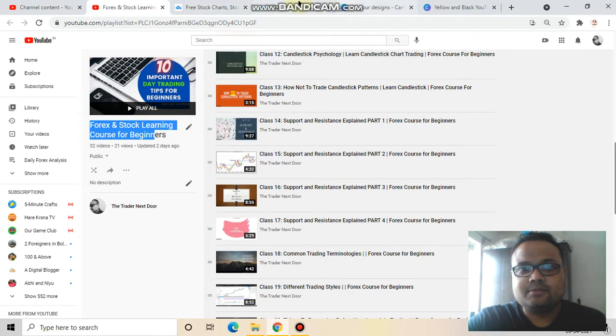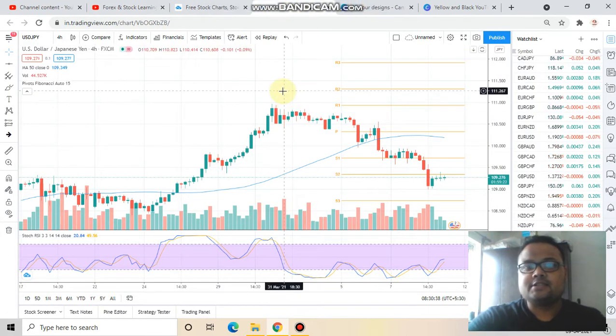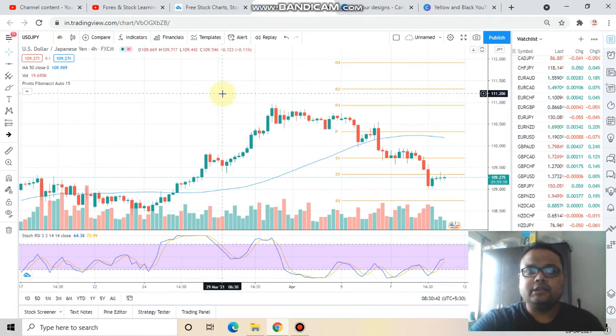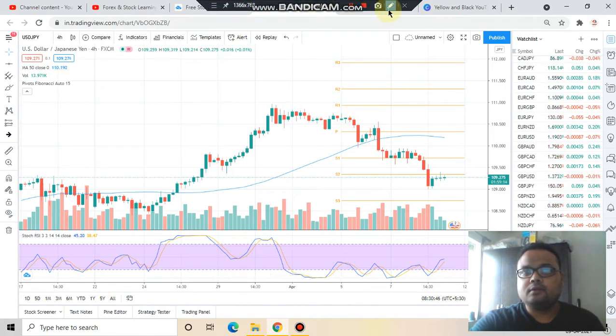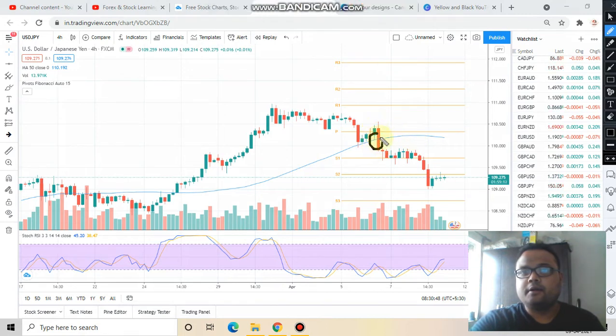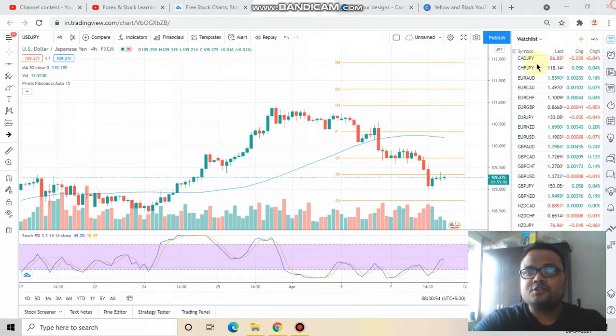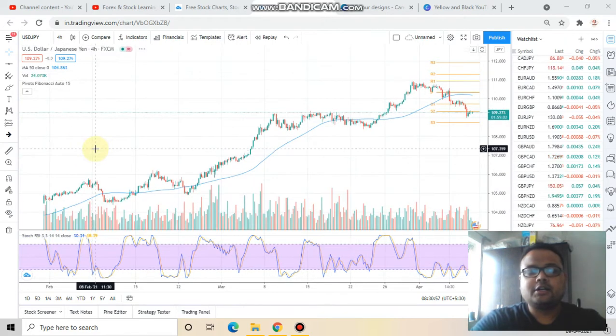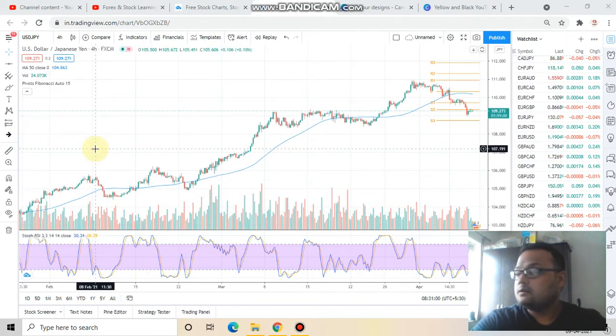And now let's jump to the chart of US dollar Japanese yen. So this is the chart of US dollar Japanese yen. And as we all know, USD JPY was in a beautiful uptrend, but since this particular point the market is not in a good mood, it broke the support of the 50 moving average. So this is the overall chart of USD JPY.